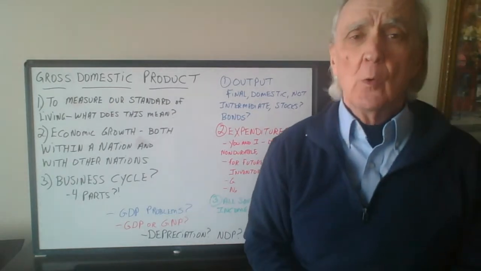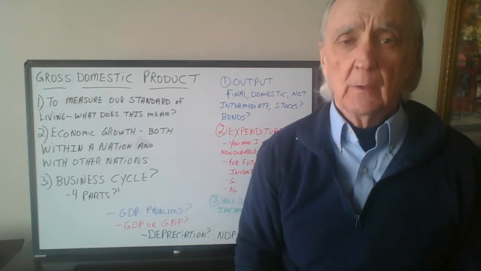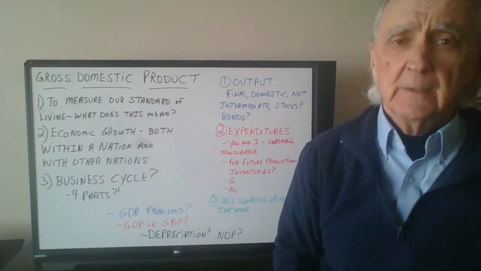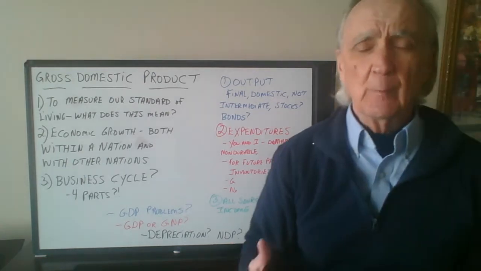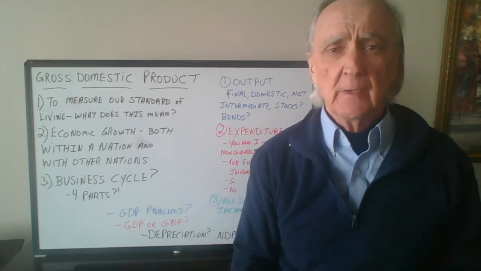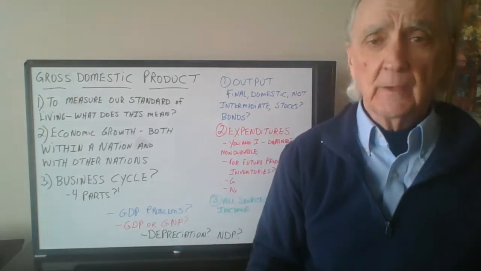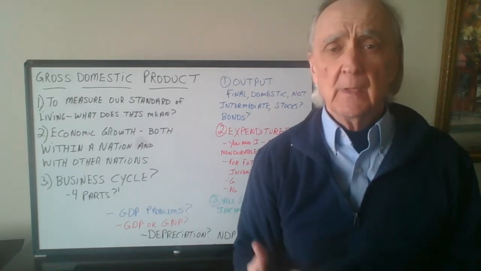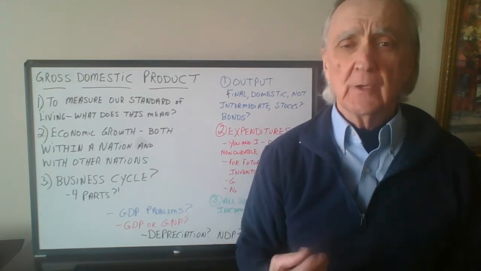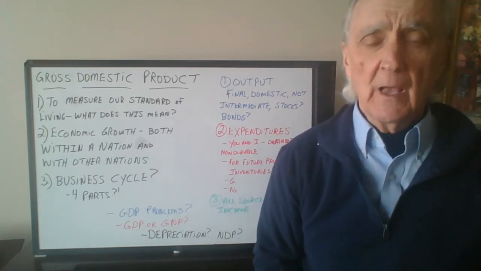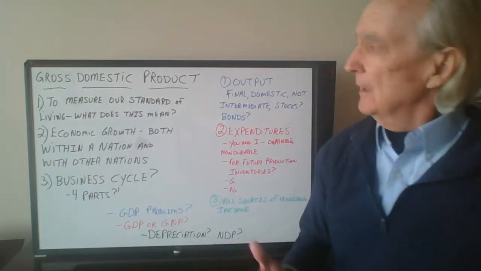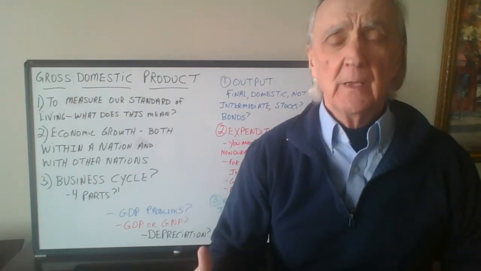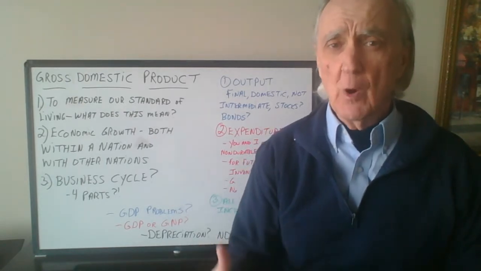Well, what do we use it for? In your textbook, they broke it down 3 ways. We use it to measure our standard of living. Well, what does that mean, our standard of living? It means the quality of life. It could be life expectancy, access to health care, education, infant mortality rates. In general, it measures how the people in an economy where GDP is growing are doing.